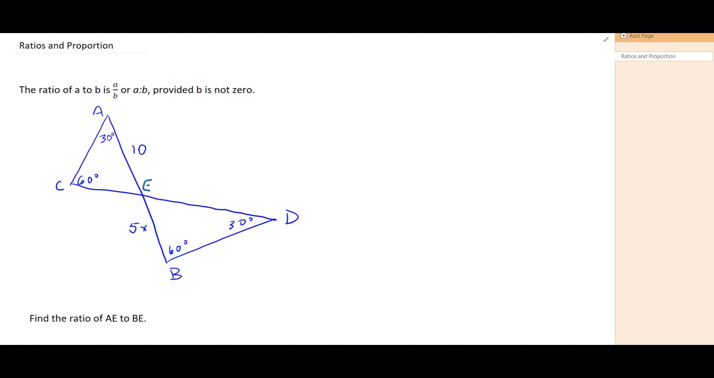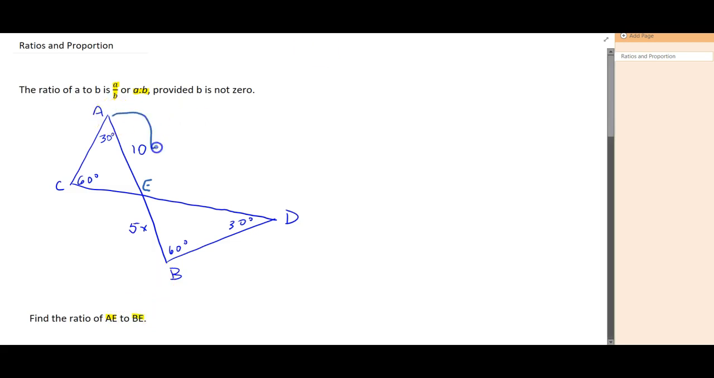Okay, let's learn about ratios and proportions. So the ratio of A to B is either a fraction, A over B, or you can write it as A colon B. And you have to make sure that B is not 0 because we can never divide by 0. So let's find the ratio of AE to BE.